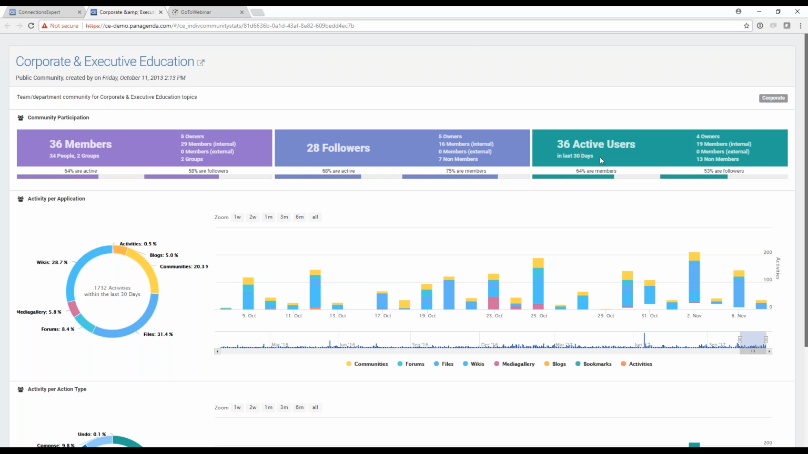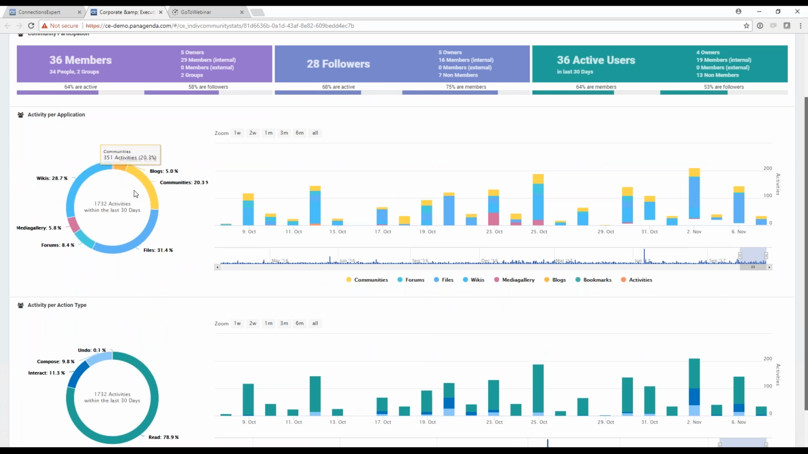I can also see how many active members there were, and in this case, there were 13 people that were not a member and did actively access the community. So they read something, they entered there, or they looked at it. They can't change anything because they're not a member, but they can definitely access it because it is a public community. Now, what are they doing?